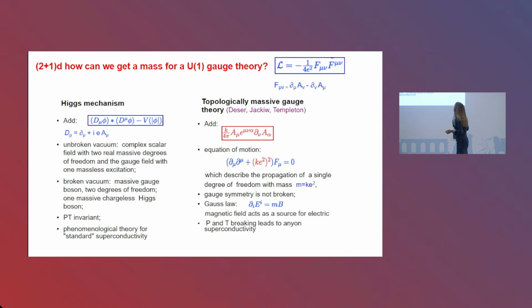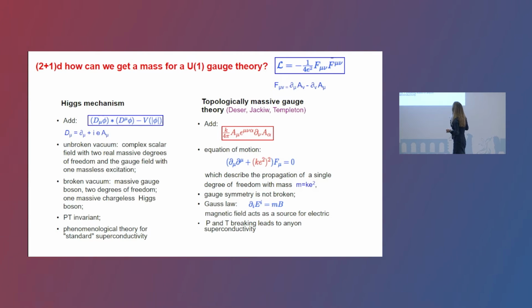Is this the only way? No. Deser, Jackiw and Templeton showed us that instead of adding this term, you can add another term. Here you have the gauge field. So you see you have a new term that is quadratic in the gauge field, but contains only one derivative. So it's a term that is dominant at large distances, and in which the indices are contracted with the totally antisymmetric tensor.